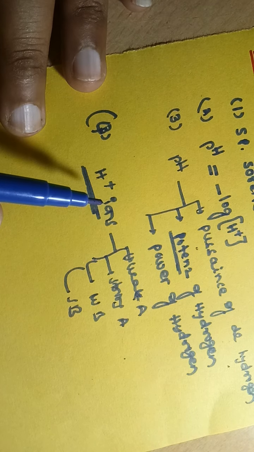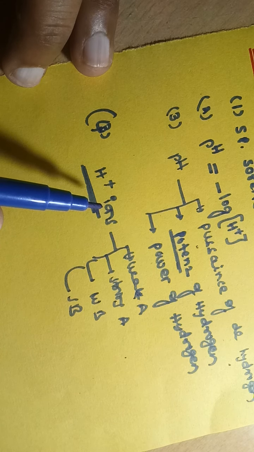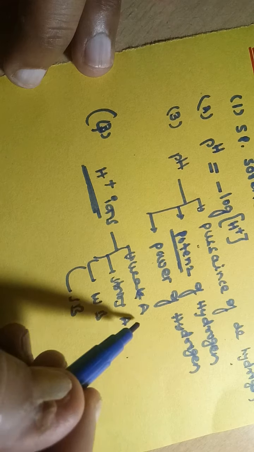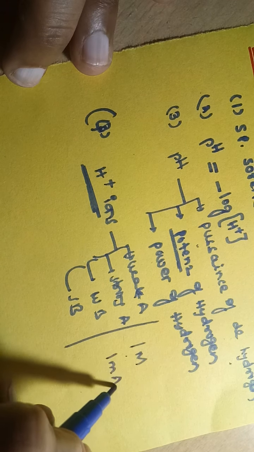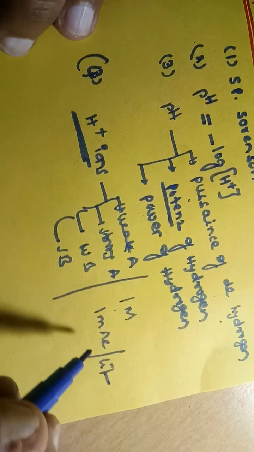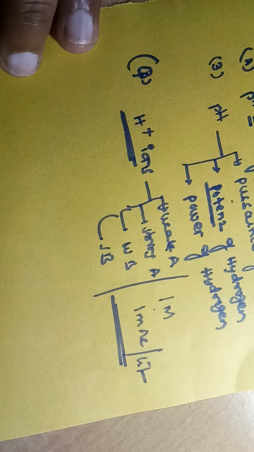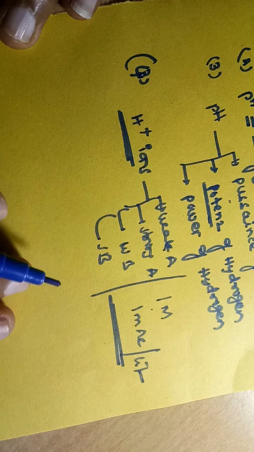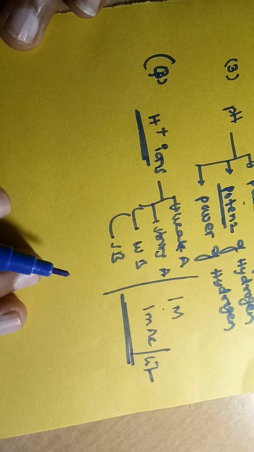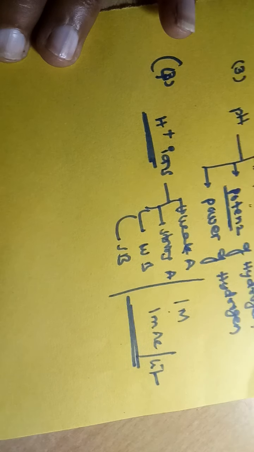It is used to represent the concentration of H plus ions in a solution having less than 1 mole per liter concentration. That means it is applicable for dilute solutions only, dilute acids and bases only.